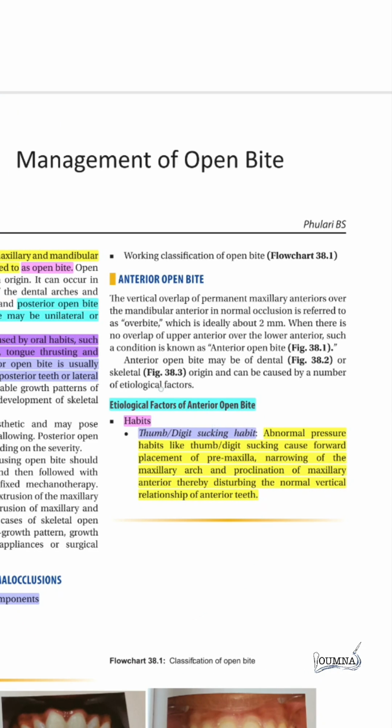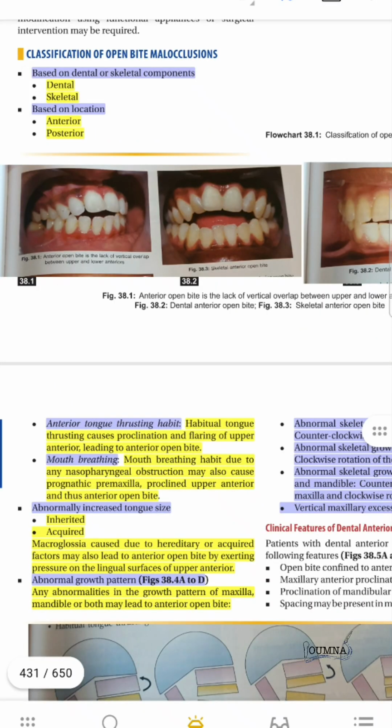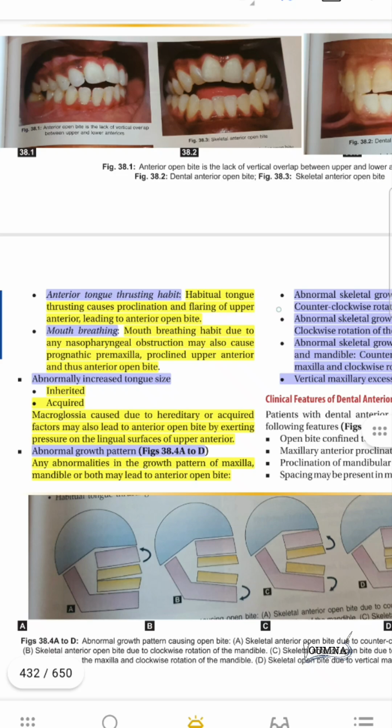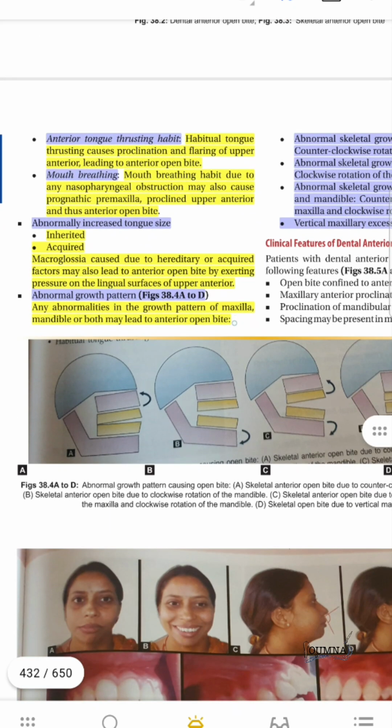The effect of the habits on the anterior open bite is that for the thumb digit sucking, the abnormal pressure that the thumb has will make forward displacement of the premaxilla, narrowing the maxillary arch and proclinating the maxillary anteriors. For the anterior tongue thrusting habit, it causes proclination of upper anterior teeth.